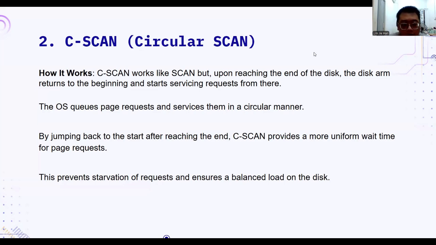Now I will talk about C-SCAN, which is the circular scan algorithm. C-SCAN works like SCAN, but upon reaching the end of the disk, the arm returns to the beginning and starts servicing requests from there. The OS queues page requests and services them in a circular manner. By jumping back to the start after reaching the end, C-SCAN provides a more uniform wait time for page requests. This prevents starvation of requests and ensures a balanced load on the disk.